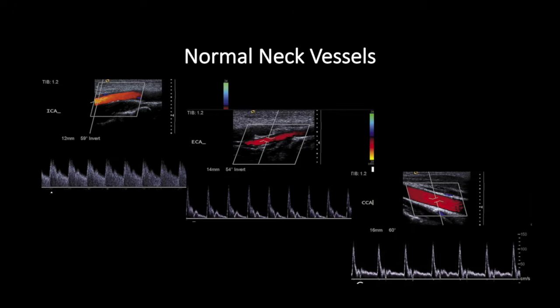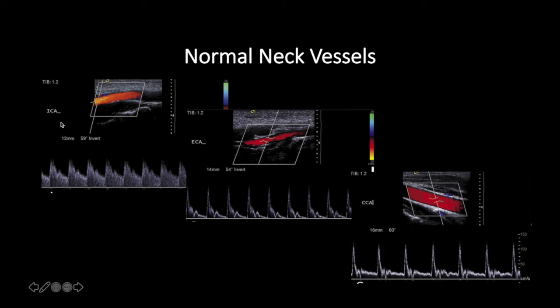We have a few waveforms here, and we're looking at carotid arteries. These are all normal neck vessels. We have the internal carotid artery over here. This is a normal ICA waveform. We've interrogated the ICA, and you'll notice that it's a very low resistance waveform, so it's a low RI. There's a lot of end diastolic flow in a forward direction.